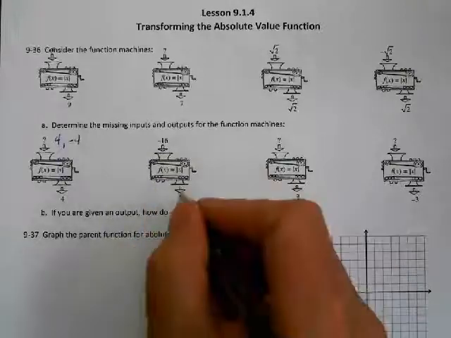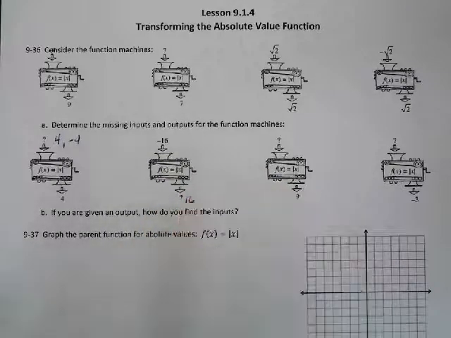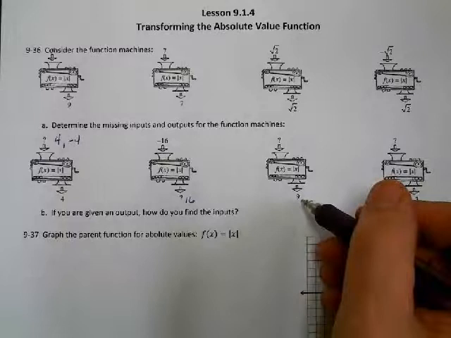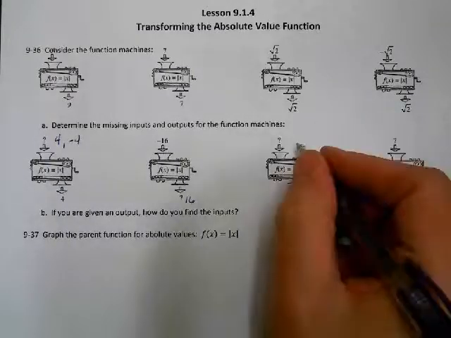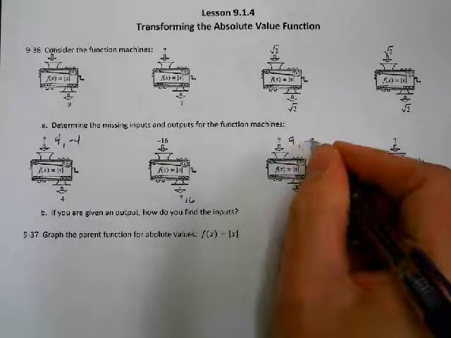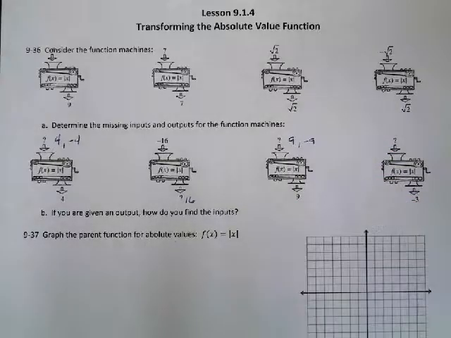If I've got negative 16 as the input, there is only one output I could get, positive 16. If I've got an output of 9, there are two inputs that we can put in, positive 9 and negative 9, because they'll both give me 9 as an answer.